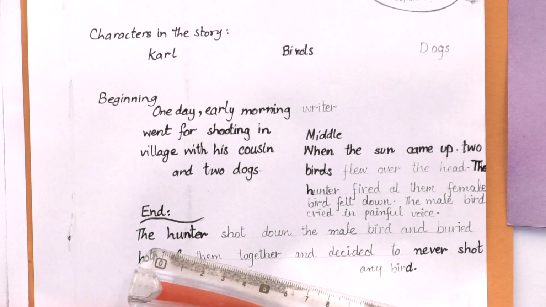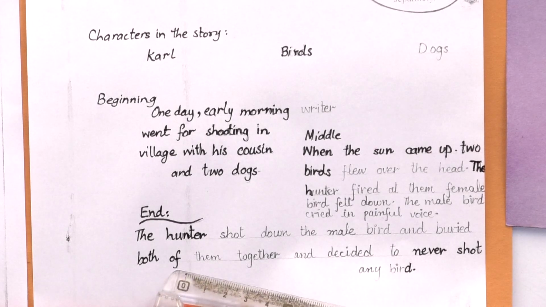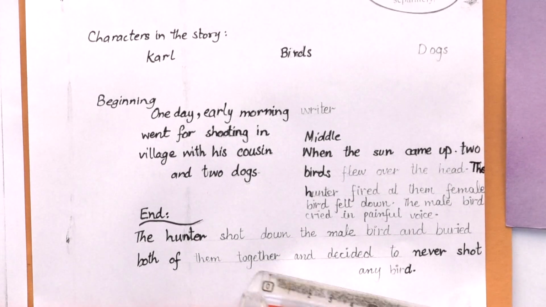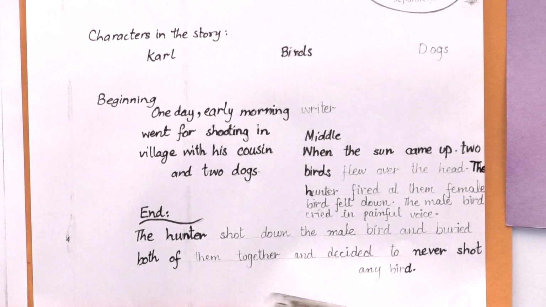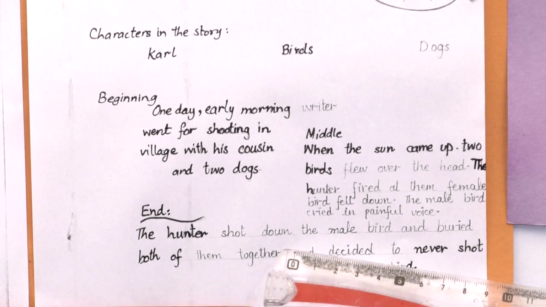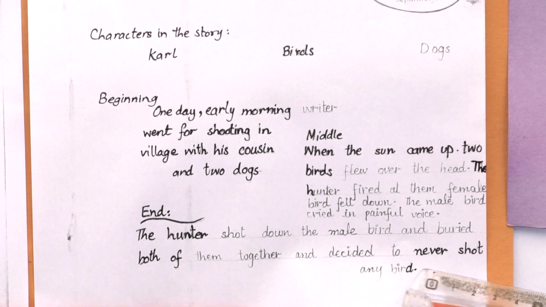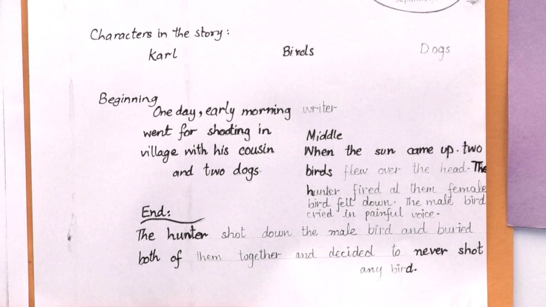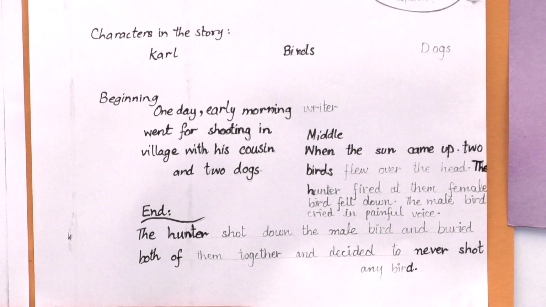And in the end, the hunter shot down the male bird and buried them both together and decided never to shoot any bird. This is the end. When the writer buried both of the birds and decided never to shoot any bird again. This was page number 28. Our exercise portion is done.